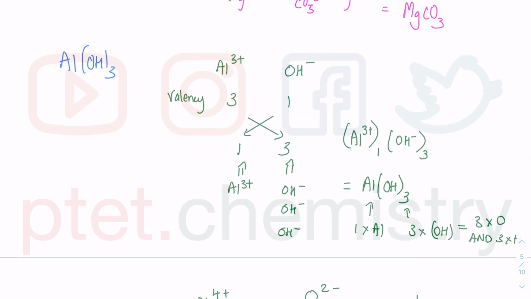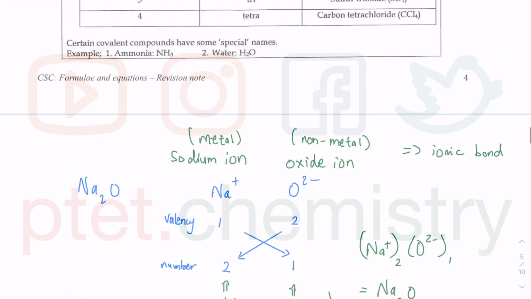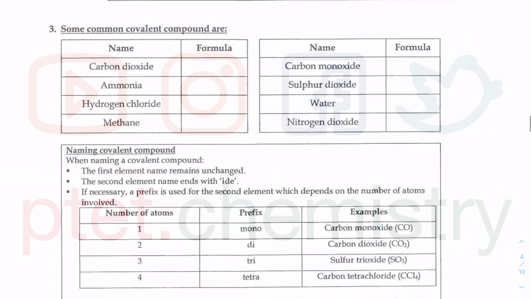Things like aluminium hydroxide, it is 3 hydroxide after you do the crisscross, such as these. All of these were covered in the last tutorial, so you should have a look at it before you move on if you have forgotten anything. In this lecture tutorial, I specifically cover the concept of covalent compounds, as well as the rest of whatever is in the notes.